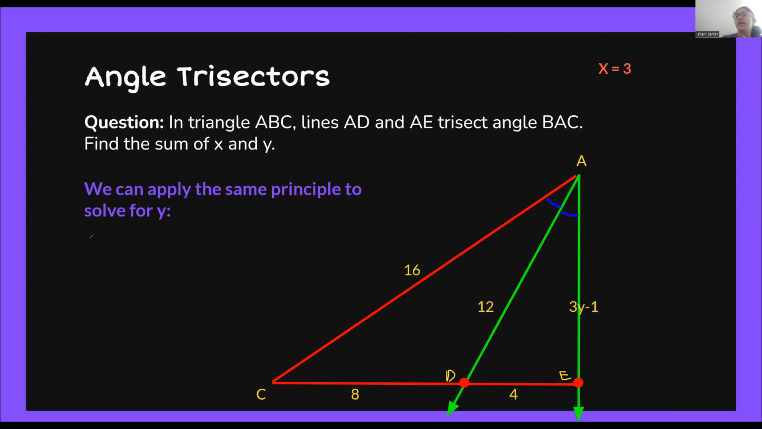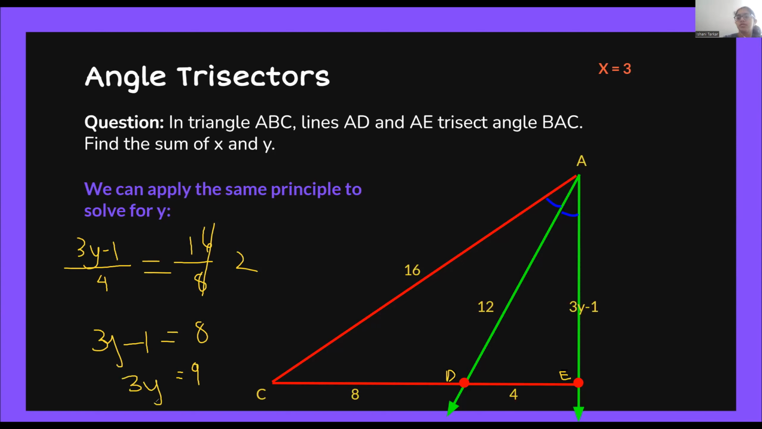3y-1/4 = 16/8. Right, good job. So it'll be AB, which is 3y-1 over AD, which is 4, is equal to 16, which is AC over CD, which is 8. Right, so we get 16/8 is equal to 3y-1/4, or 3y-1/4 is equal to 16/8. So we can simplify this left side to get 2, and then we multiply both sides by 4 to get 8 is equal to 3y-1. And then we add 1 to both sides, and we get 9 is equal to 3y, right? So that means after we divide both sides by 3, we get y is equal to 3. So that means y is 3, right?